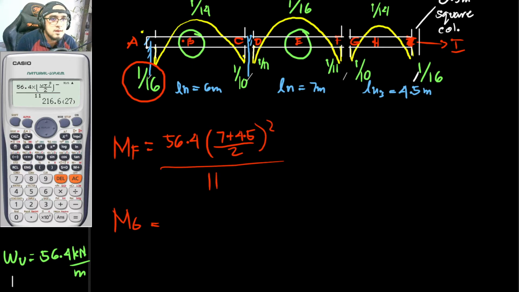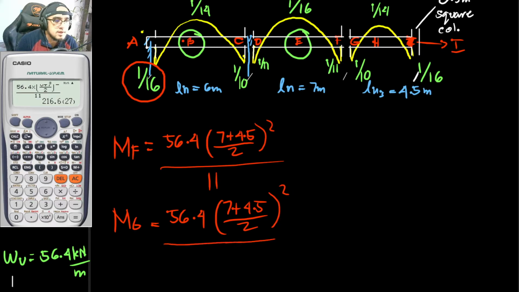So, yan, and that is to be 56.4 times the average of both spans once again. So, those are to be 7 plus 4.5 divided by 2 squared. And its coefficient is 1 over 10. So, divided by 10. And lastly, dito ko na lang isulat sa kabila. So, lastly, for our MI, itong part na to, yung last natin, for our MI, this is now to be equal to, asa na yun?